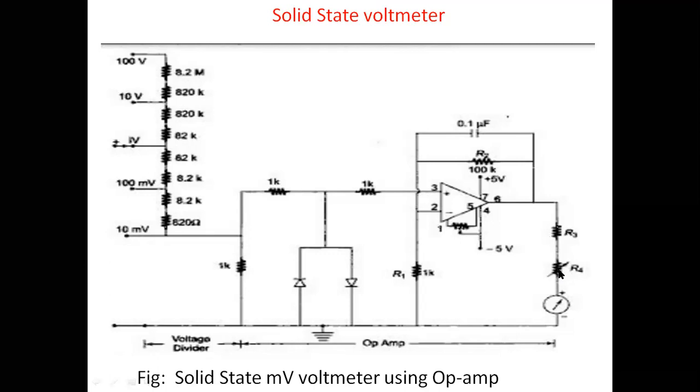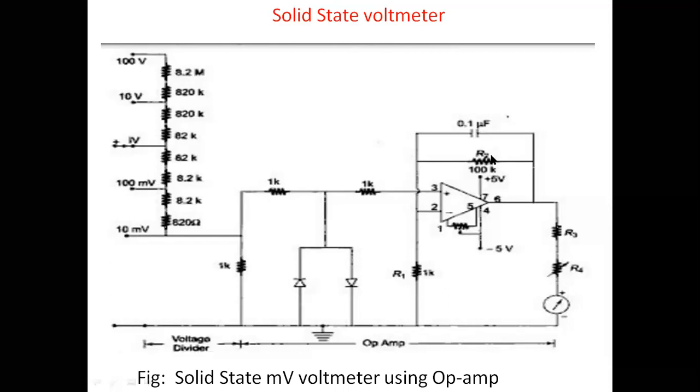Here this is the R4 resistor. R4 is used to limit the current flowing through the meter, and we can also adjust the different values of the gain of the op amp with this R4 resistor. It is a variable potentiometer. With it we can adjust the gain of the op amp, and it also limits the current flowing through the meter. We can adjust R4 to get the maximum current flowing through the meter.